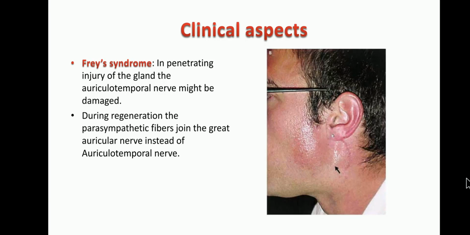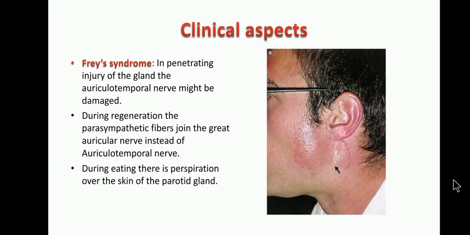So the parasympathetic fibers, instead of innervating the parotid gland in the course of regeneration, might innervate the skin over the parotid gland. That is called Frey's syndrome. Now, for the parasympathetic part in humans, apart from the glossopharyngeal nerve, it is also believed that the chorda tympani nerve contributes to the parasympathetic innervation. There is perspiration over the skin.